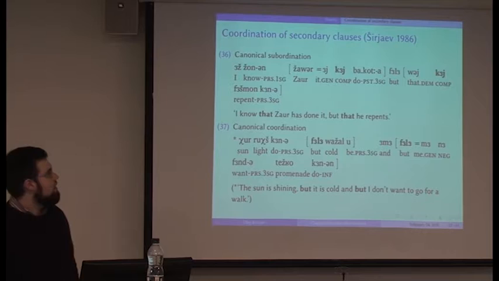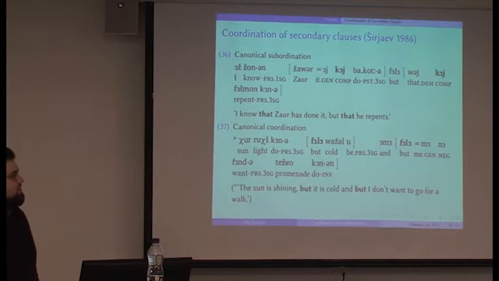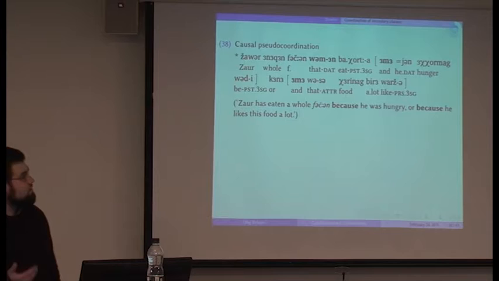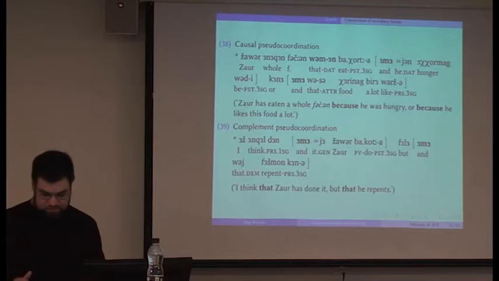So I know that Zaur has done it, but that he repents is perfectly fine, but the sun is shining, but it is cold, and but I don't want to go for a walk is bad. And according to this criterion, again, the two constructions are coordinating. So you cannot coordinate two clauses beginning with this "and".